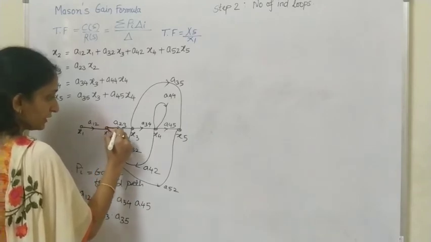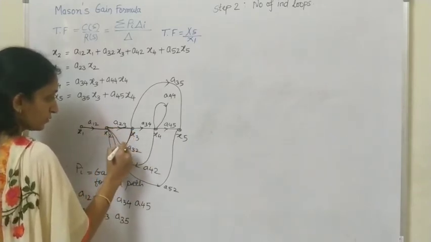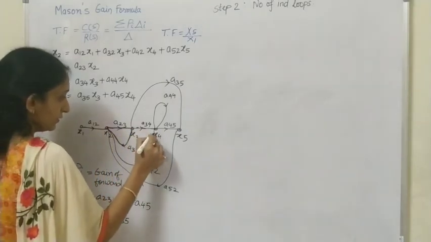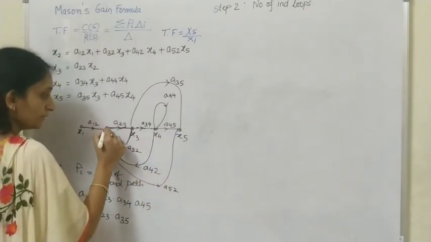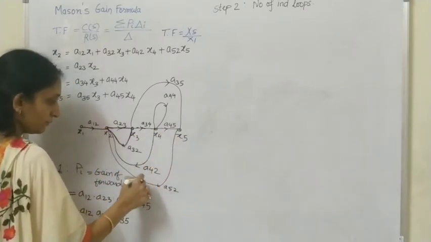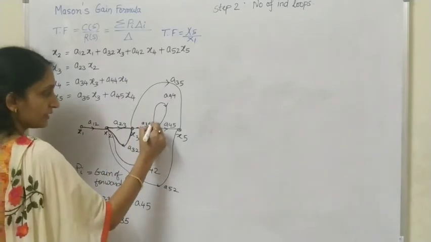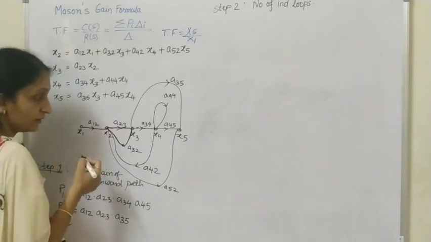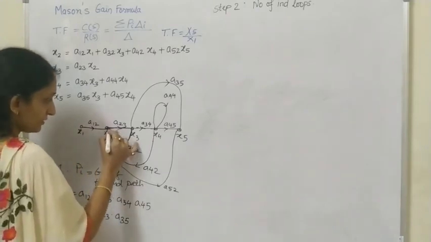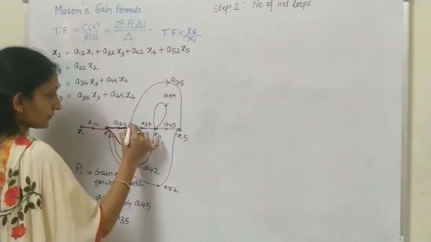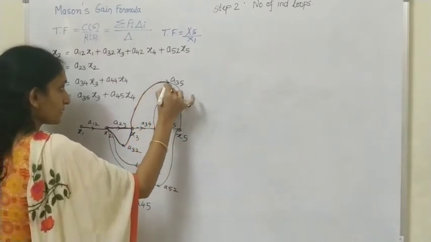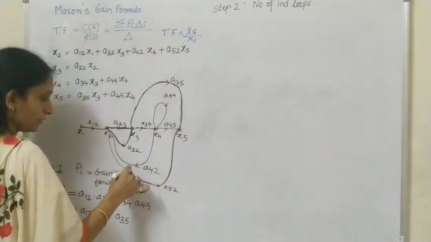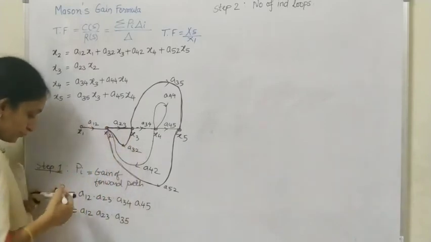So I am starting like this. Look at this, this is my first loop. Then again this will be my second loop, then this will be my third loop, and this self loop is the fourth loop. Now you have to check in the SFG whether more loops are there. Yes, look at this, here one more loop is there. So total 5 loops are there.